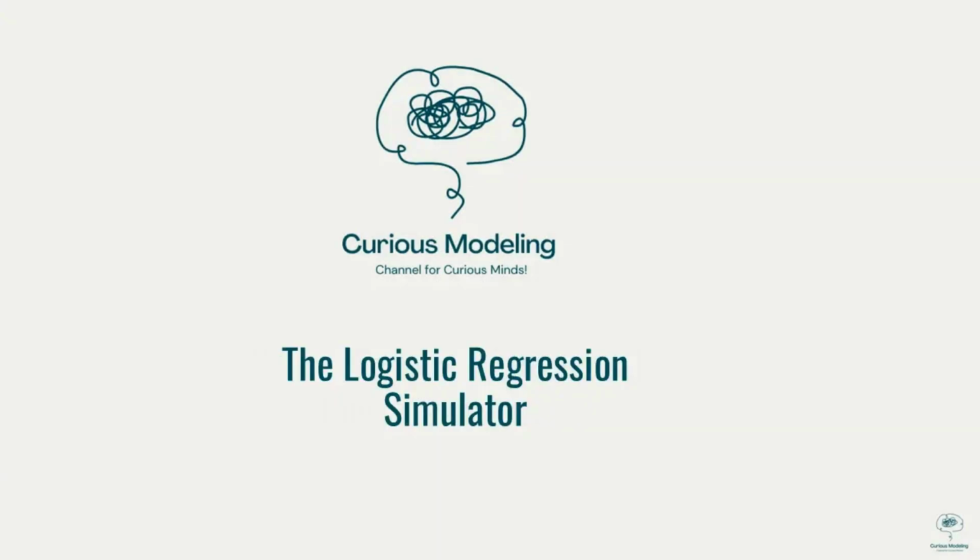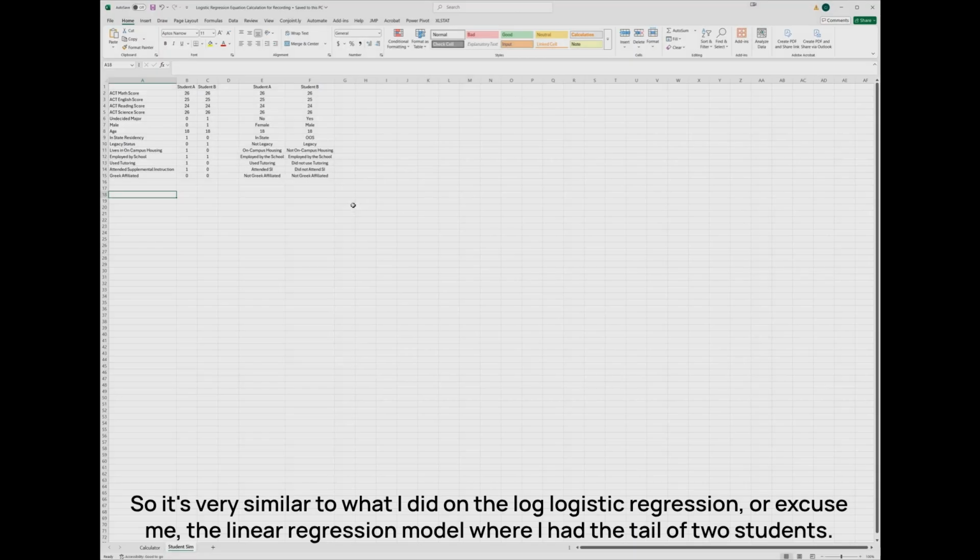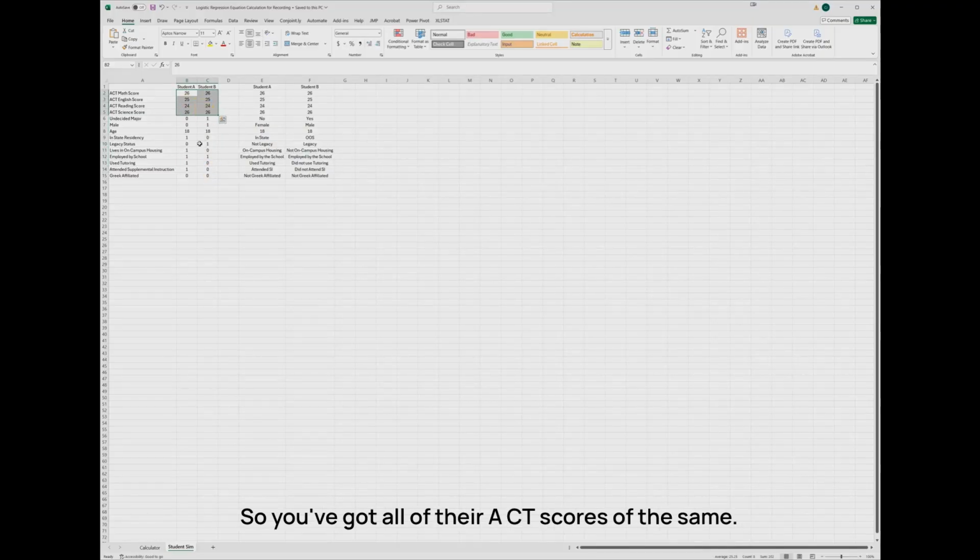Then the last thing we're going to do is run an actual calculation and a simulation for the equation. It's very similar to what I did on the linear regression model, where I had the tale of two students. All of their ACT scores are the same.